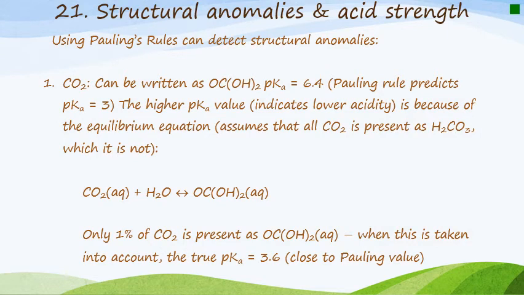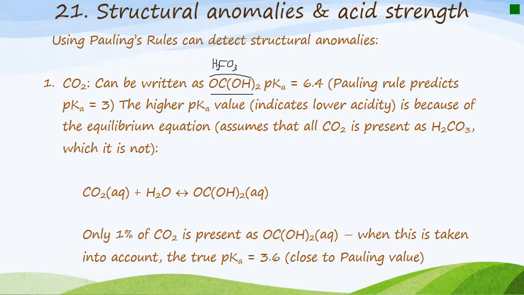There are a few structural anomalies regarding acid strength. The first one results from carbon dioxide. When carbon dioxide is dissolved in water, it forms carbonic acid, and we can write this formula as H2CO3. Remember, we write it in the way that Pauling wants us to write it.